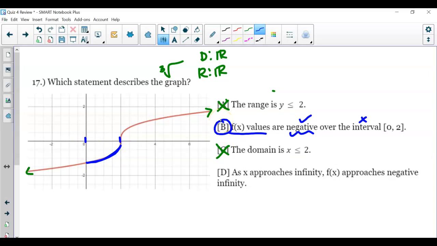So now let's check. As x's approach infinity, so as we're going to the right to infinity, what is f of x approaching? Well, we're going up to infinity, but this says negative. So that's why the answer, oh my goodness, guys, as I just said, that was false. So that's why here the answer was B.